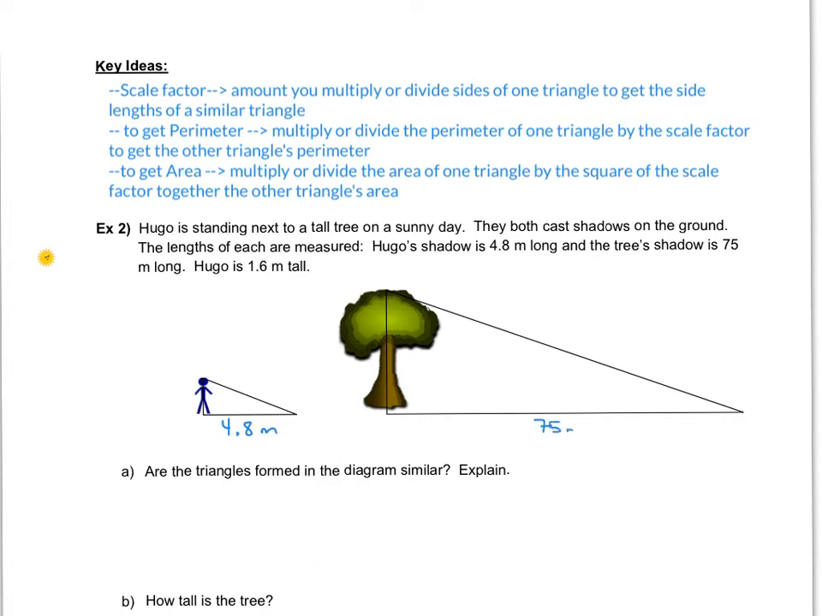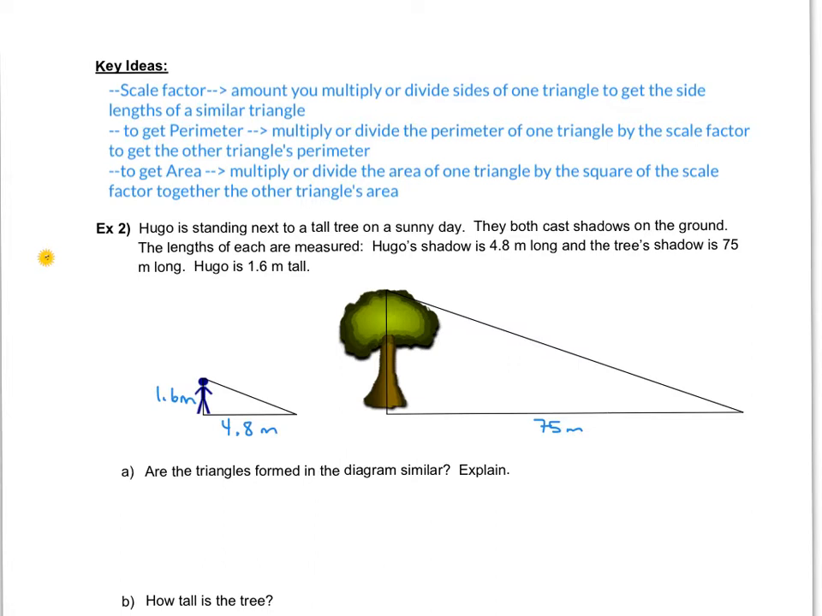So I'm marking my diagram with that information. We also know Hugo is 1.6 meters tall. Okay, so that's the information we have so far. Are the triangles formed in the diagram similar? And explain. They are similar.